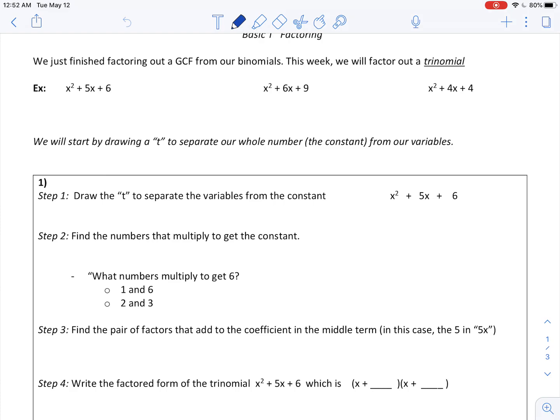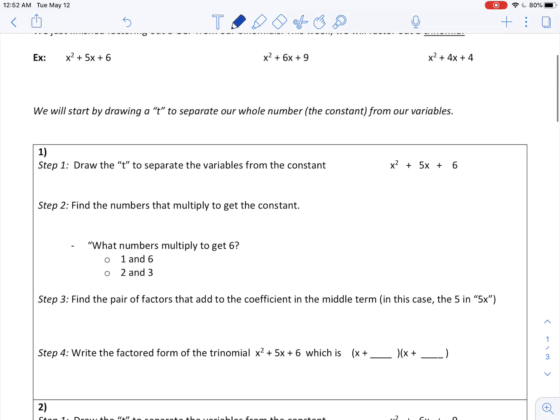We just finished factoring out a greatest common factor from something like 9x plus 3, where we found the factors of 9 and the factors of 3. We did that last week, and this week we're going to factor a trinomial into two binomials. This is a trinomial because it has three terms, just like a tricycle has three wheels.